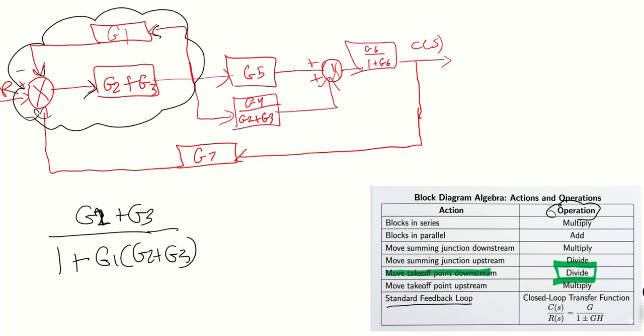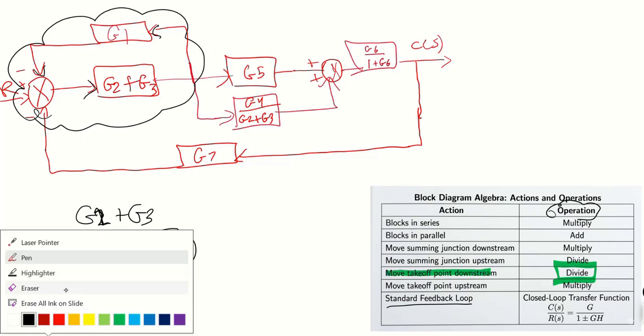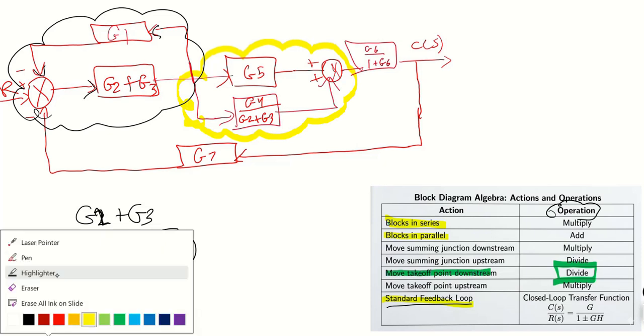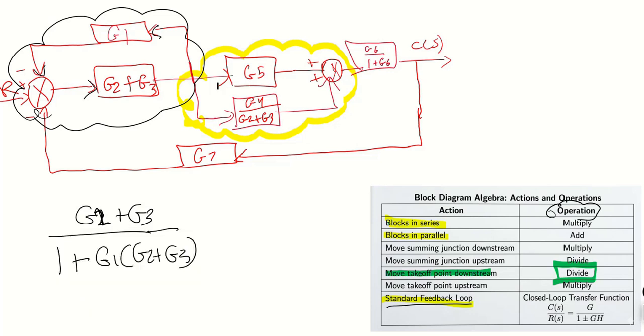Now, do I have anything else? Do I have blocks connected in series? Again, we need to keep these actions in mind, which are blocks in series, blocks in parallel, and the standard feedback loop. Now, I can see here that I do have other blocks that are connected in parallel. If we pay closer attention, they share the same nodes and the same arrow direction. So they are connected in parallel.